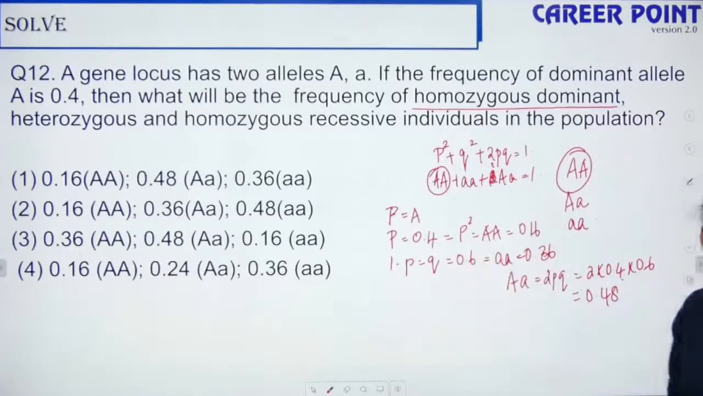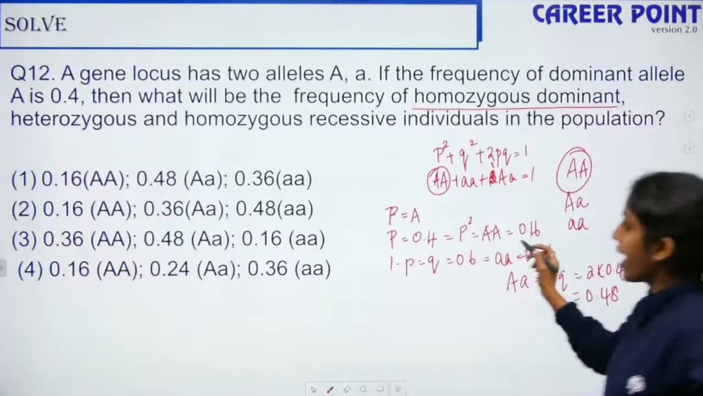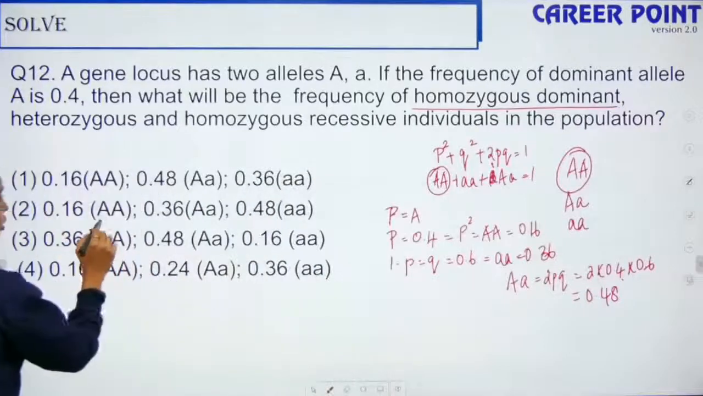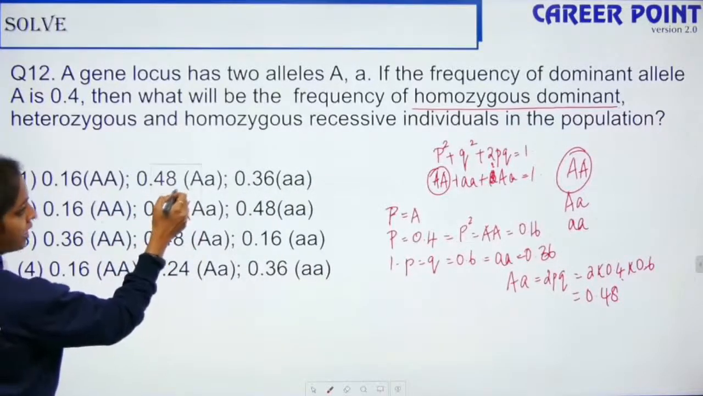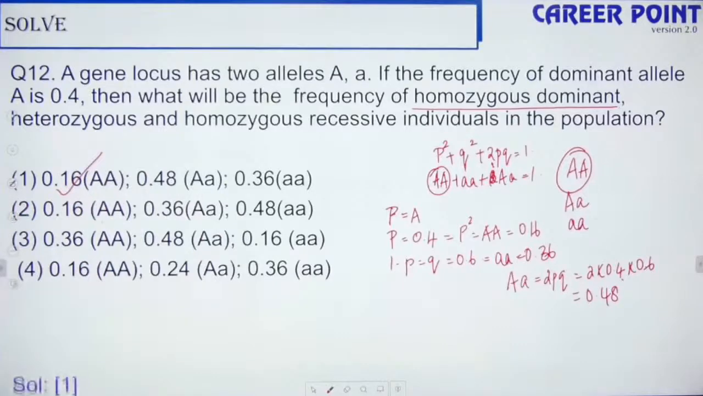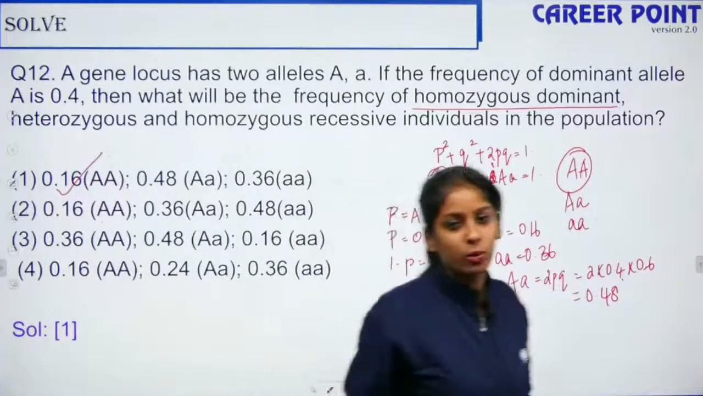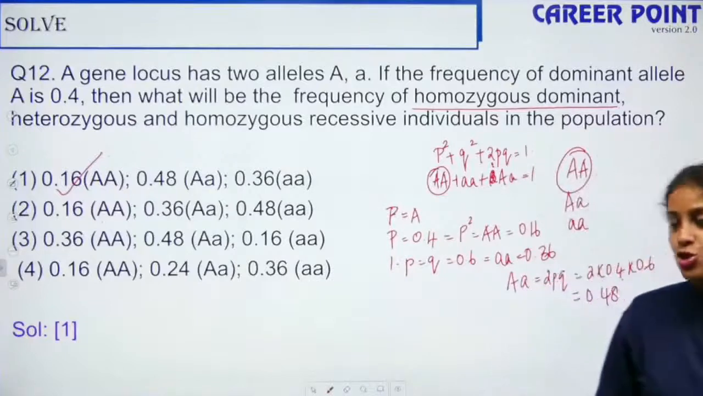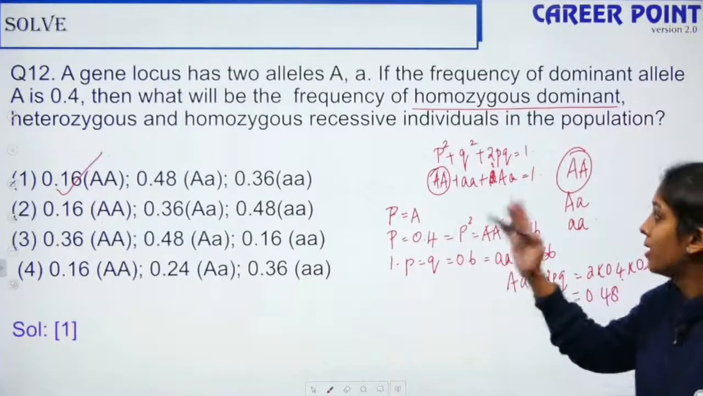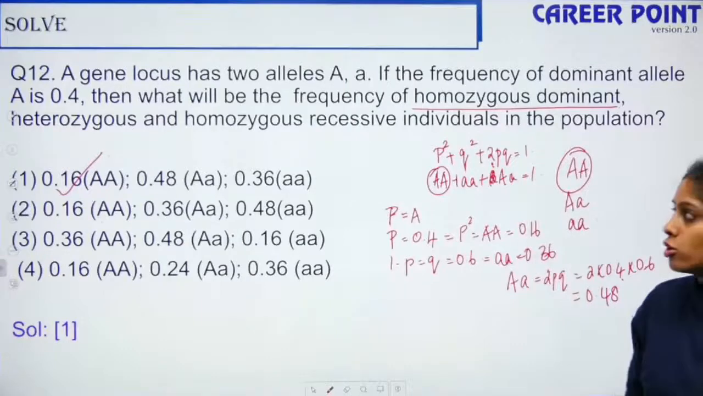So now give me the answer. So AA is 0.16, Aa is 0.48 and aa is 0.36. Yes, option A is the right answer. So this is how you have to solve. This is the Hardy-Weinberg equation. Okay, so Shimpi does not know. I will teach you. But yes, questions of this type also come.